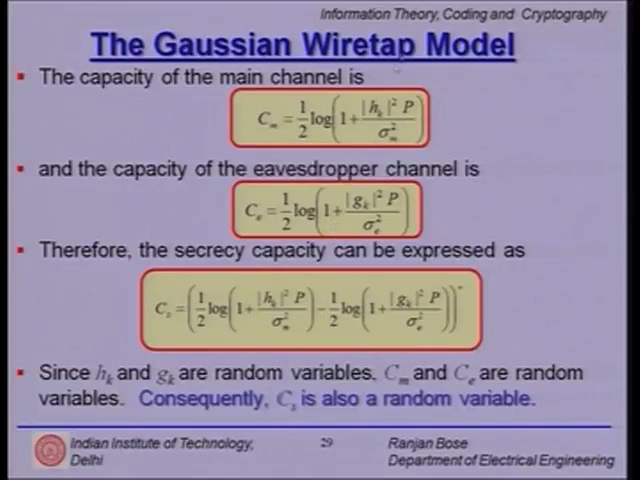But we have not made any assumption about the wiretap model here. It could be in general. So, the secrecy capacity is nothing but the difference between the capacity of the main channel and the capacity of the eavesdropper channel. Right? Please note the superscript plus here, so it can be greater than or equal to 0. But the interesting observation is that h of k and g of k are both random variables. Consequently, Cm and Ce are both random variables. Consequently, the secrecy capacity is a random variable. So, it keeps fluctuating.